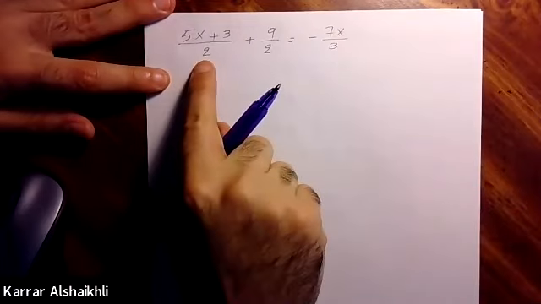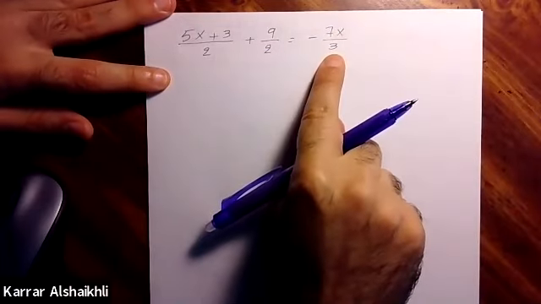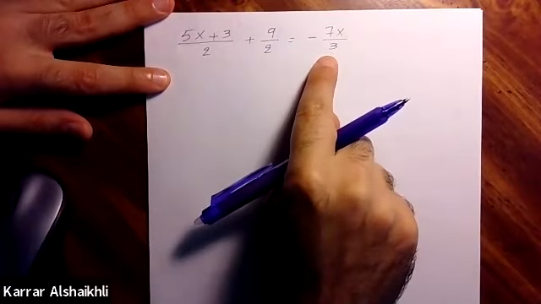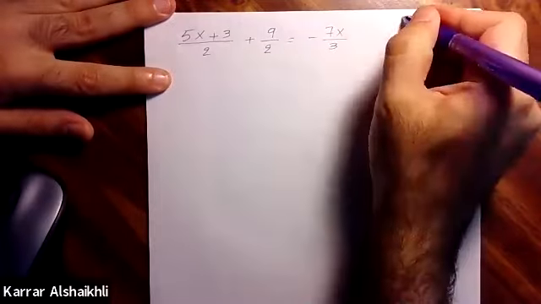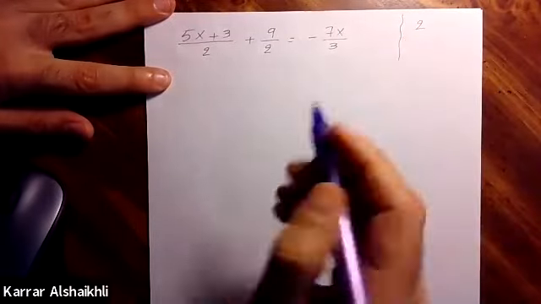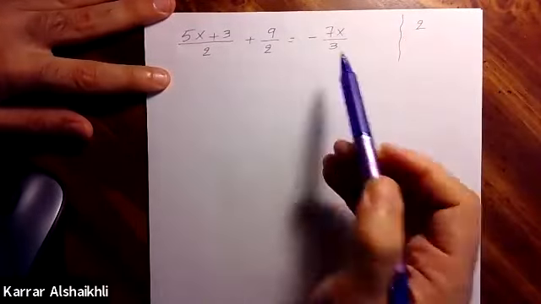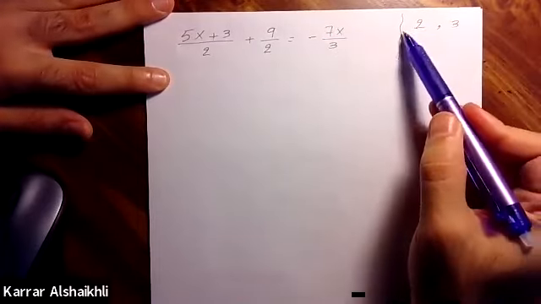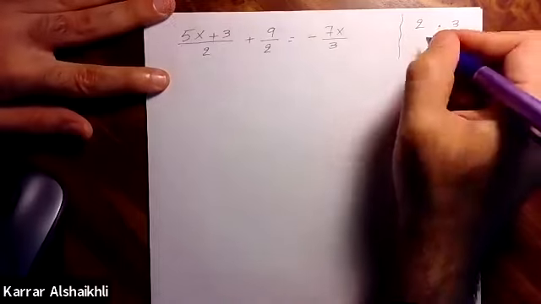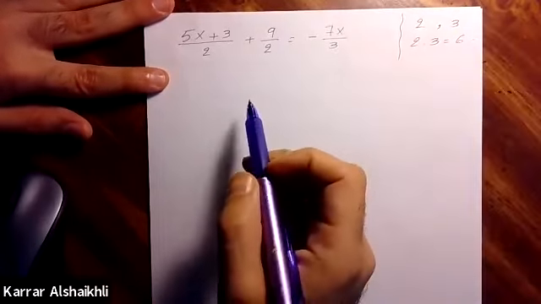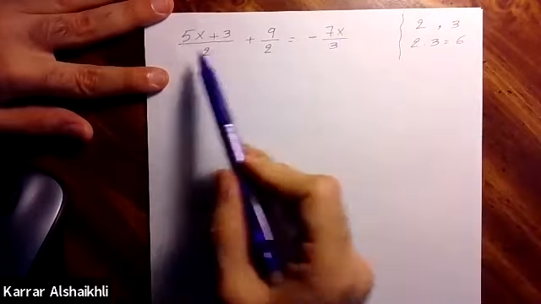So you see, I have 2, 2, and 3. And there is no common between 2 and 3. So for 2 and 2, I'm just going to take one number. I don't have to take both, because they are the same number. There is no common between these two numbers. So I'm going to say 2 times 3 is going to be 6. So I'm going to multiply everything by 6.